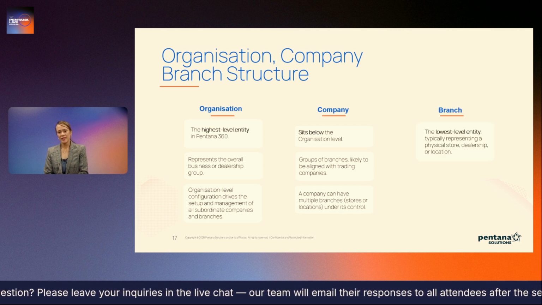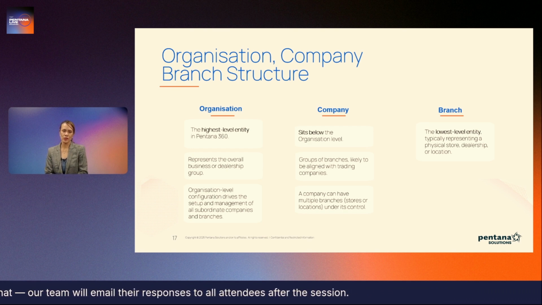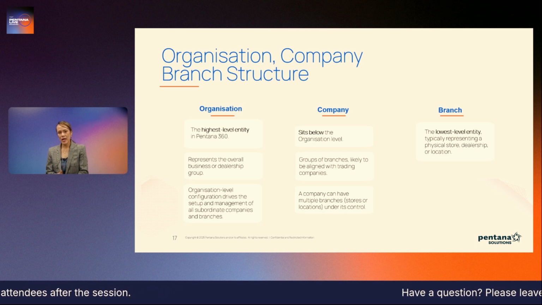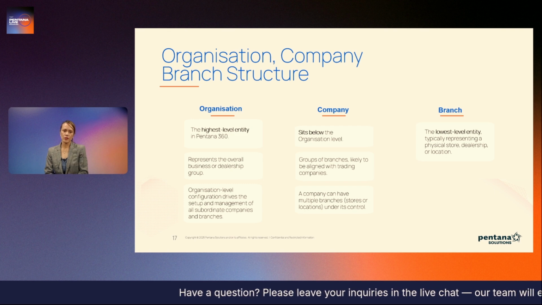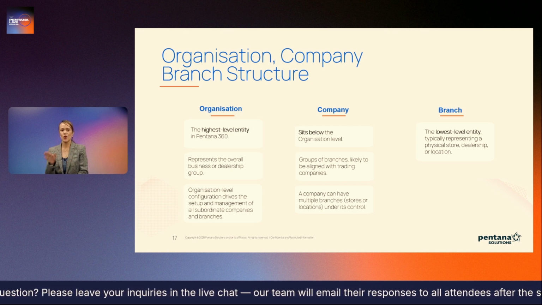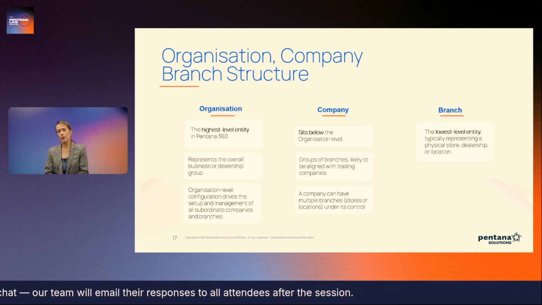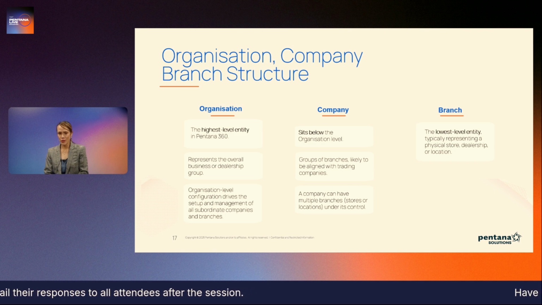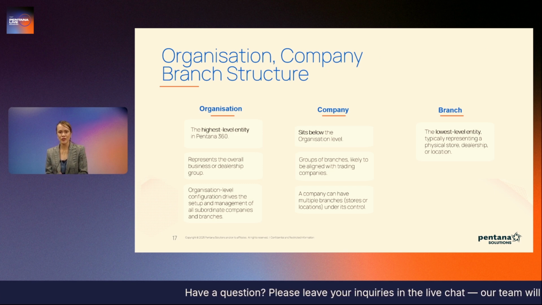Branch is the lowest level entity, usually a physical dealership, store, or location. This is where day-to-day operational work happens. Branch admins manage users and transactions only within their specific branch or store. So structurally, the organization sets the overall rules and defaults. Companies group branches in a way that reflects how you trade or report. Branches represent each physical or operational location where actual transactions are entered.